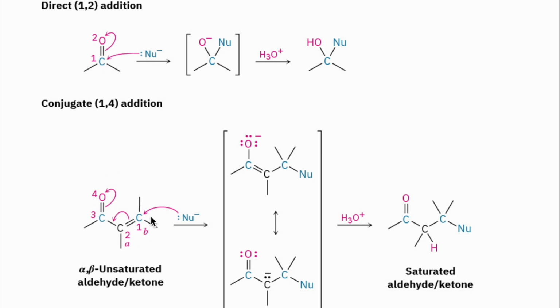When you have a system of alpha beta unsaturation, you can have 4 atoms involved, so that could be a 1,4 addition. If you only involve the 2 atoms, like for a Grignard, even despite the fact that this alkene is here, it would still be called a 1,2 addition. But if you involve the whole system, then that's a 1,4 addition. When the nucleophile adds in, it puts the negative charge partly on the oxygen, partly on the alpha carbon. So they're sharing this negative charge here. Here are the resonance structures.